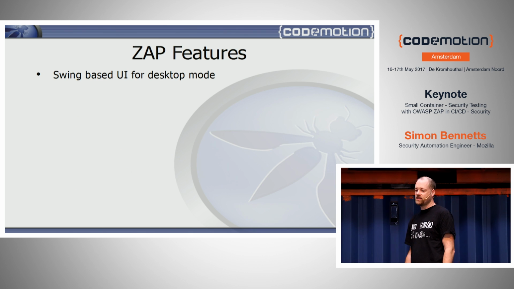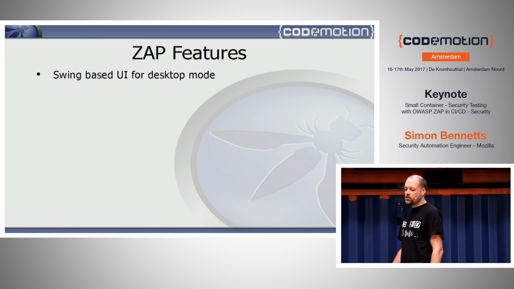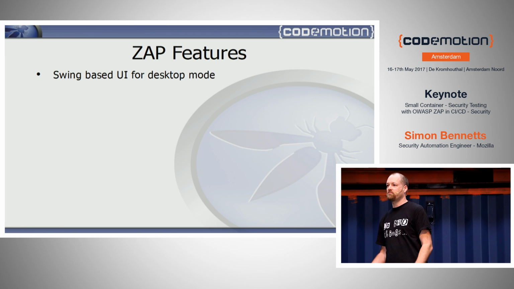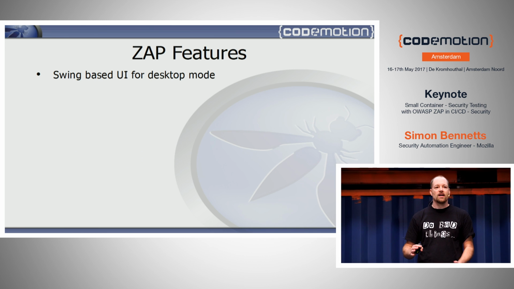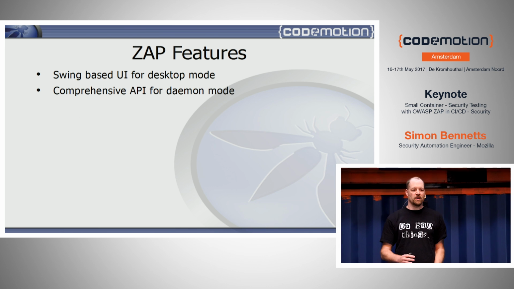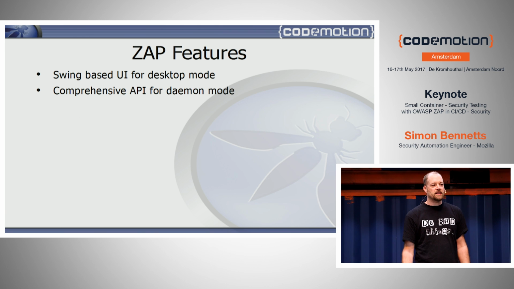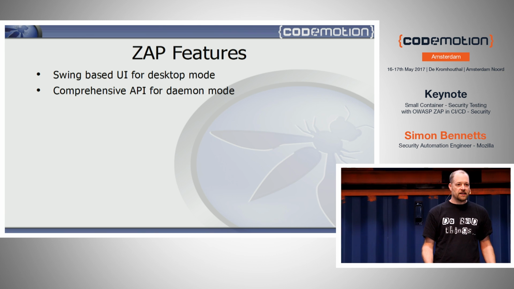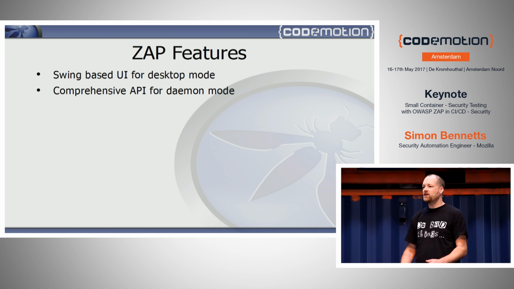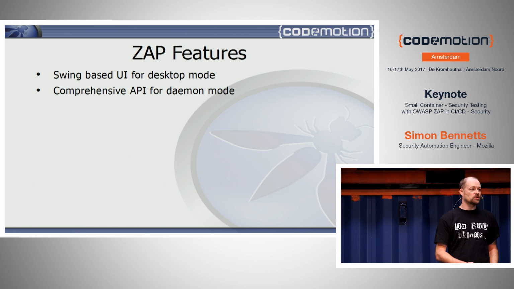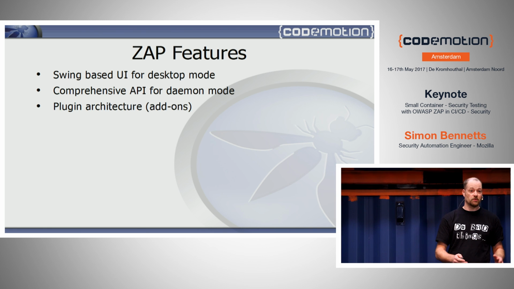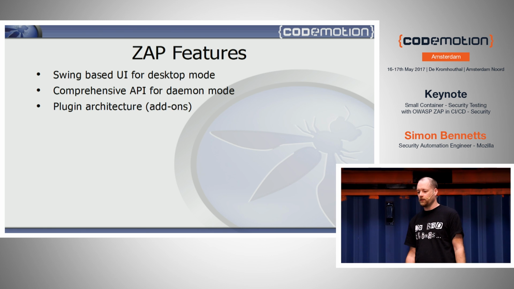So some features about ZAP. It's got a Swing-based UI for desktop mode. So this used to be the only way you could run it, so we now started calling it desktop mode. But it has a very comprehensive API. So we added the API quite a long time ago to make it easier to automate. And the API doesn't quite cover all the features of the UI, but it covers all the features that we think are the essential ones for automation, and we're trying to cover the rest of them in time as well.